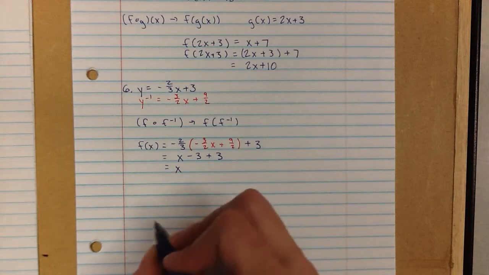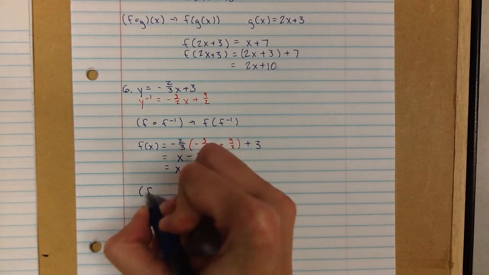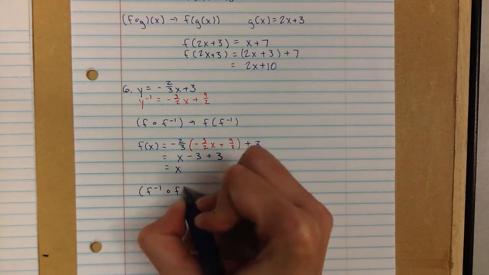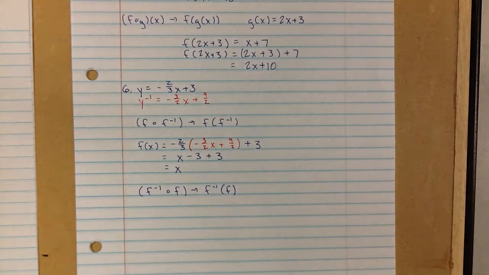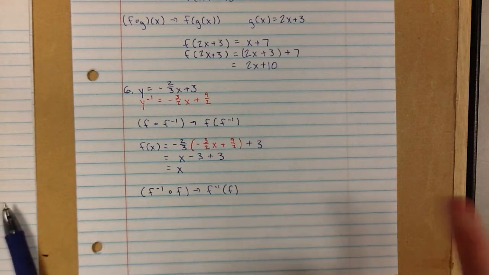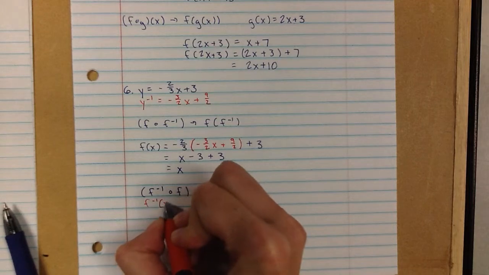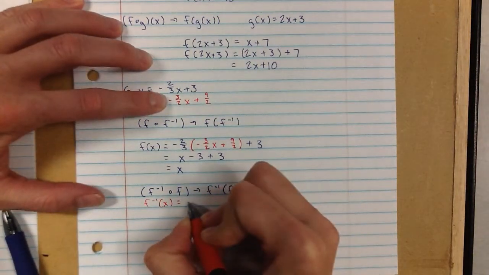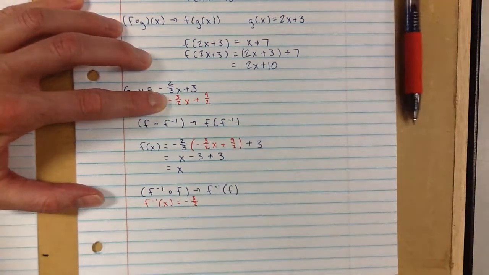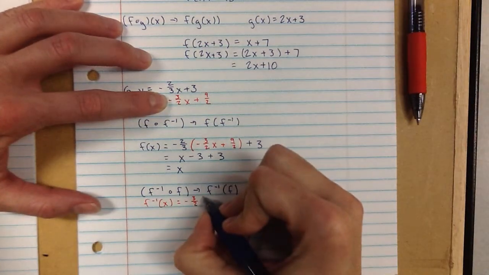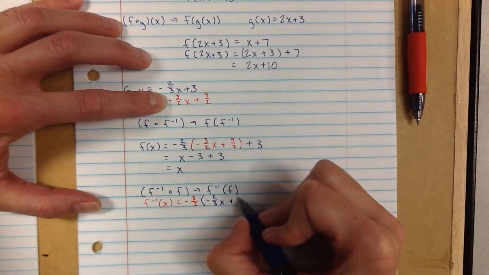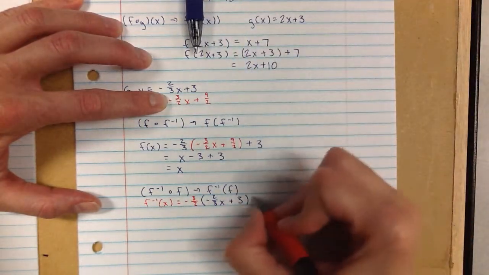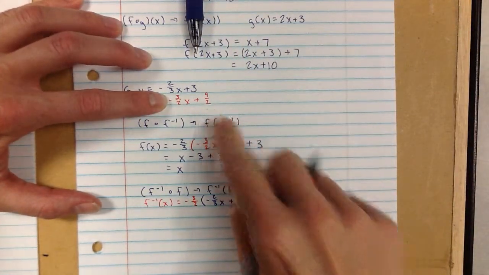So now we're going to go the other way. I'm going to take the inverse and plug in the original. So I have negative 3/2, and instead of x, we're going to put the original, negative 2/3 x plus 3, plus 9/2. That's from the original problem up there.